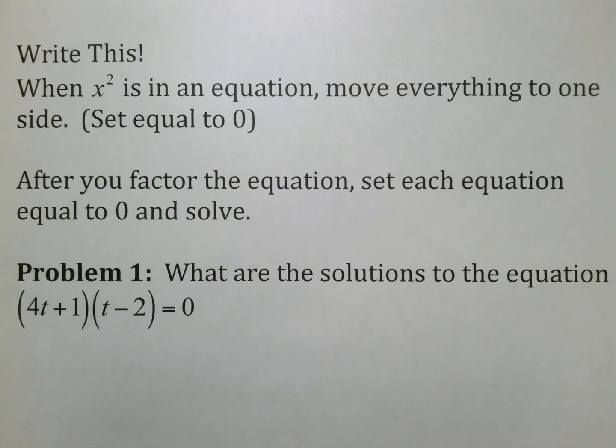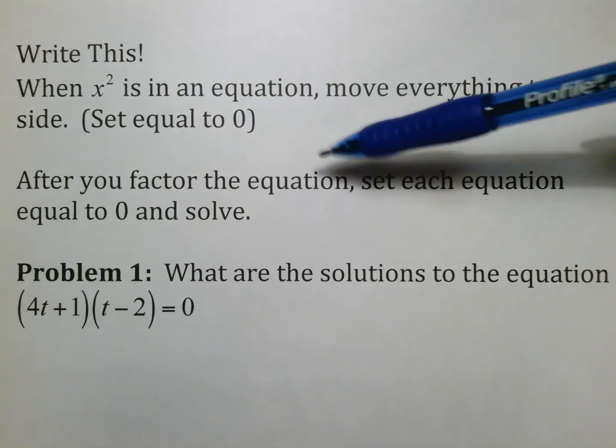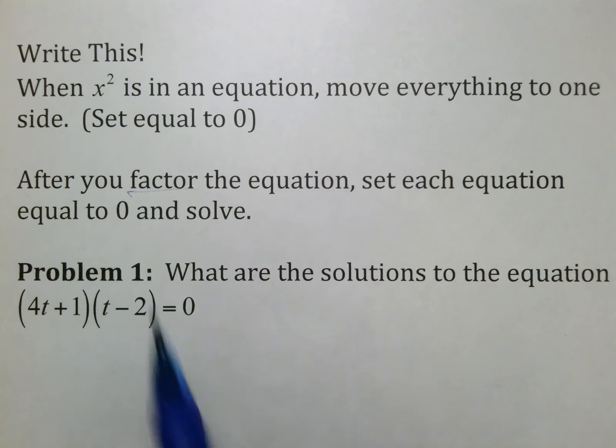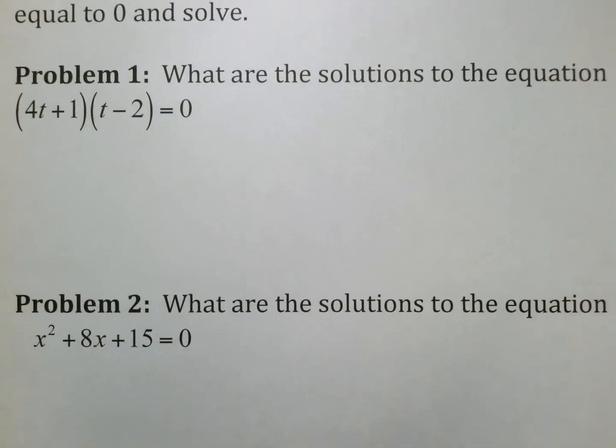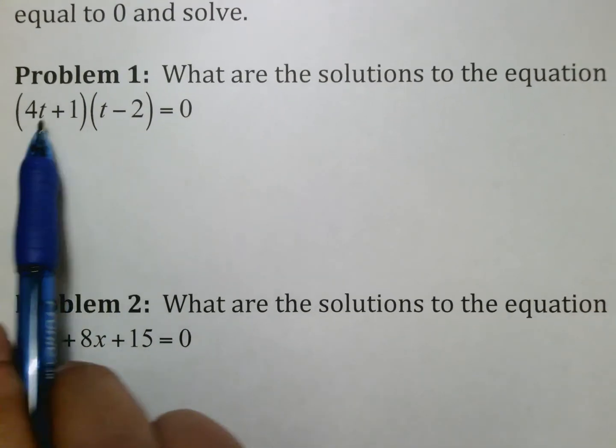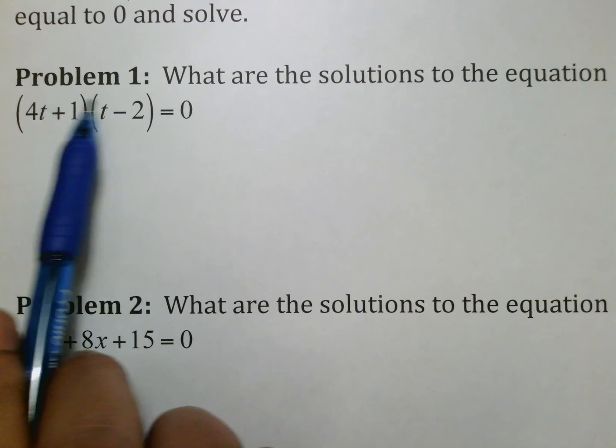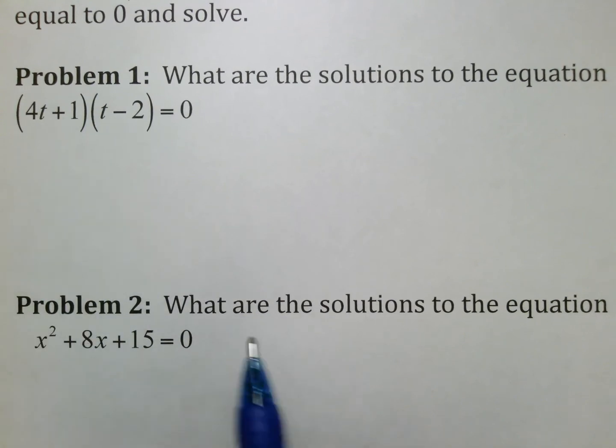So as this thing that you're writing says, when x squared is in an equation, move everything to one side, which means make it 0 equals something, or something equals 0. After you factor the equation, which again, this is the skill you're going to need, set each equation equal to 0 and solve. So let's look at what solving by factoring actually ends up looking like. You will end up with something. Think about the fact that we just factored these things earlier. It looks kind of like this, equaling 0.